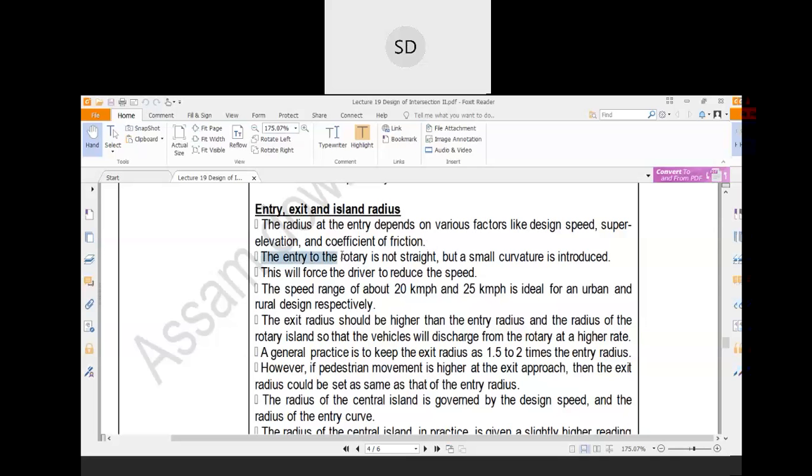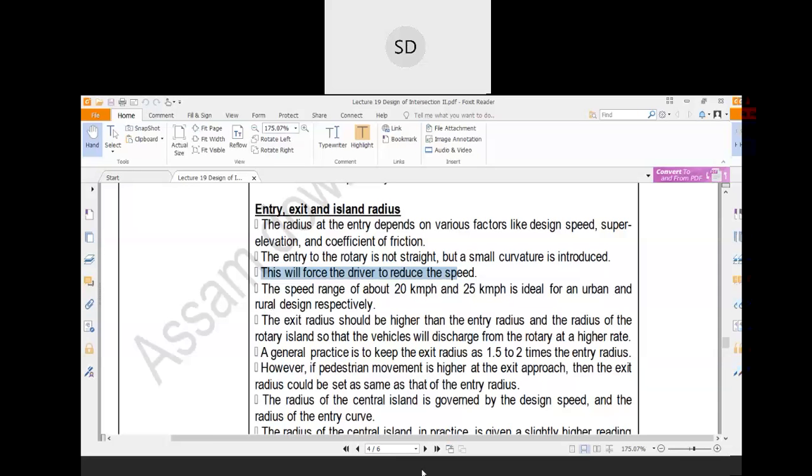Now next, the entry to the rotary is not straight, but a small curvature is introduced. So there is an entry curve, and therefore this entry curve or entry radius is mentioned. This will force the driver to reduce the speed. Whenever you are driving your vehicle on a horizontal curve, generally you tend to reduce your speed. Similarly in the rotary intersection also, as there is an entry curve, you are forced to reduce your speed.